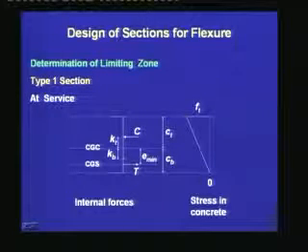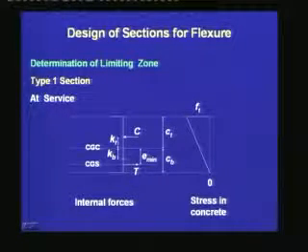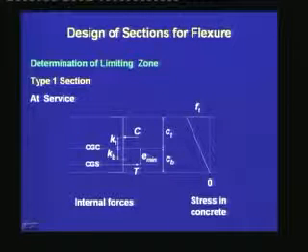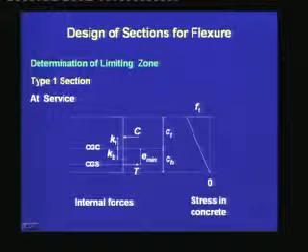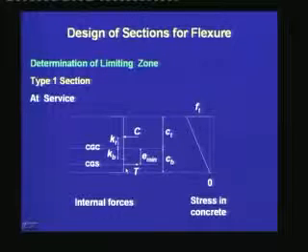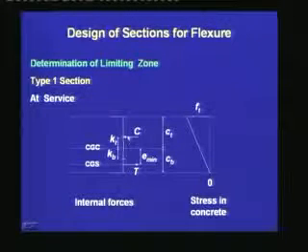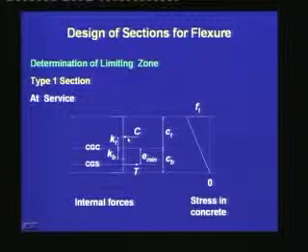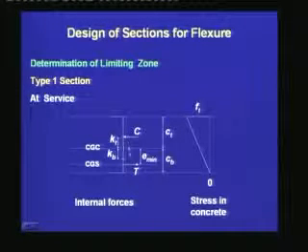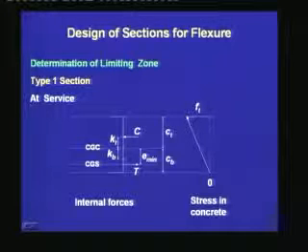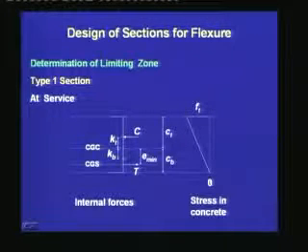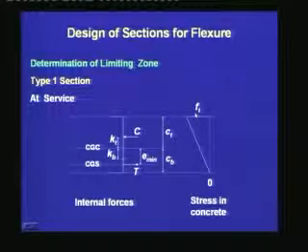Next, for type 1 section, we are determining E min. Here at service, we can have a highest possible location of the CGS, I would say a minimum eccentricity from the CGC, such that C is at the top of the kern zone, which is at a distance kT from CGC. At service, the stress in the concrete will be triangular with 0 stress at the bottom and a certain value Ft at the top.